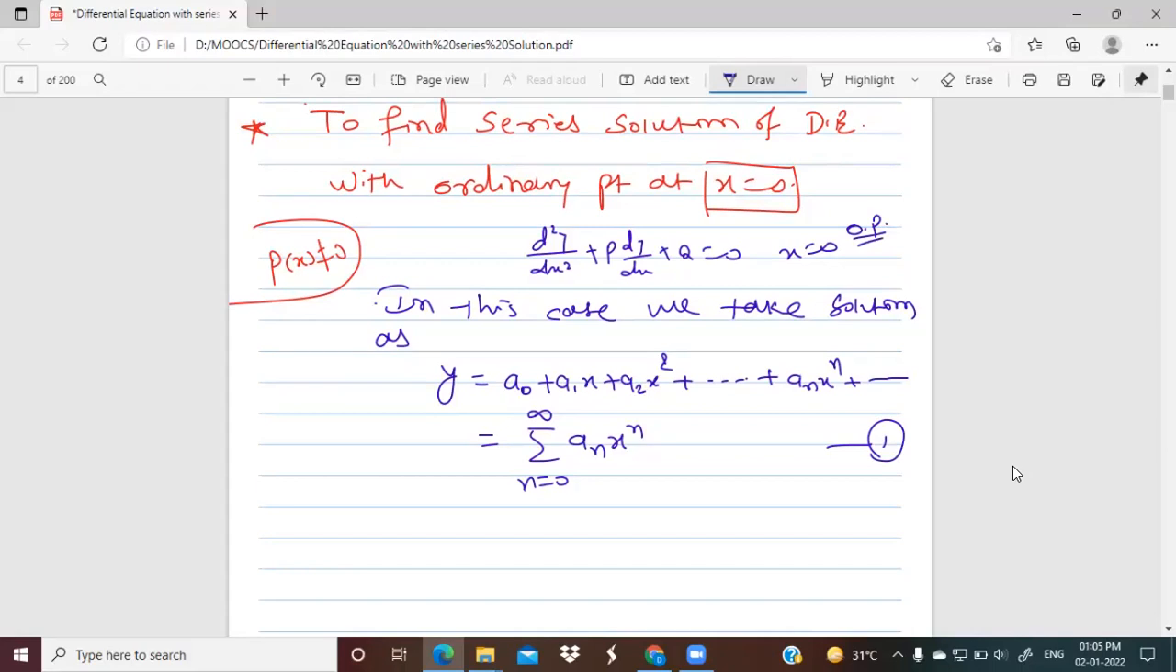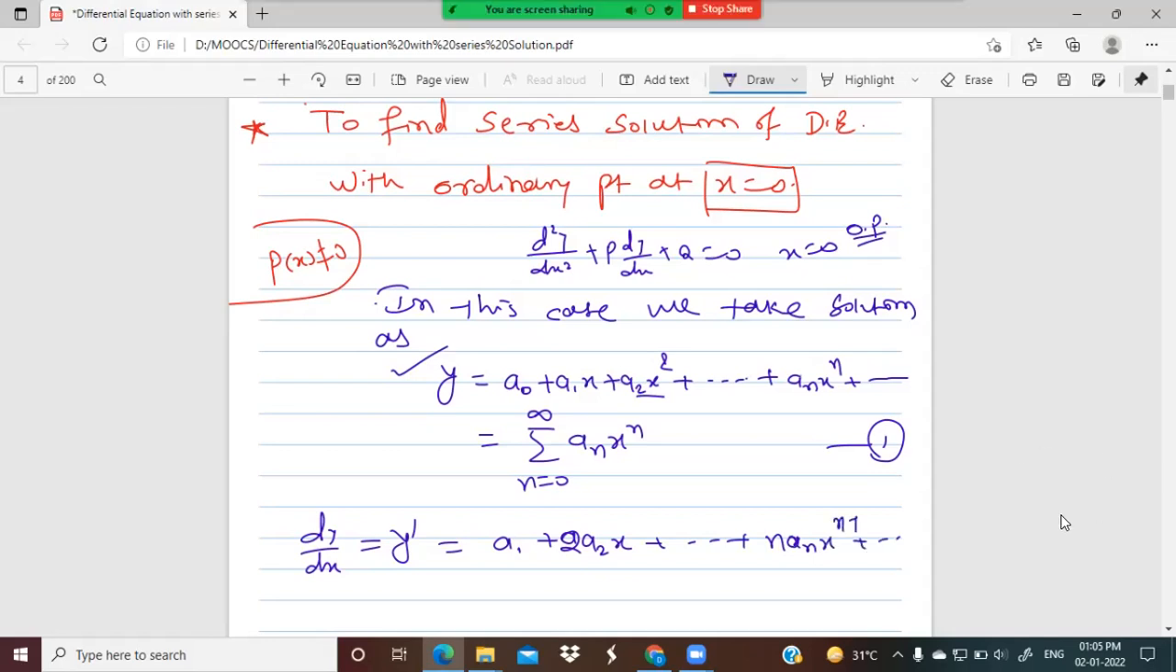Then we can write our solution. Basically, we are considering here only first order and second order differential equations. That's why I will write y prime, or y prime. What will be dy by dx? We have this y, so we can write a1 plus 2 a2 x plus and so on. We have to differentiate, plus the last general term n an x raised to power n minus 1. This is the derivative.